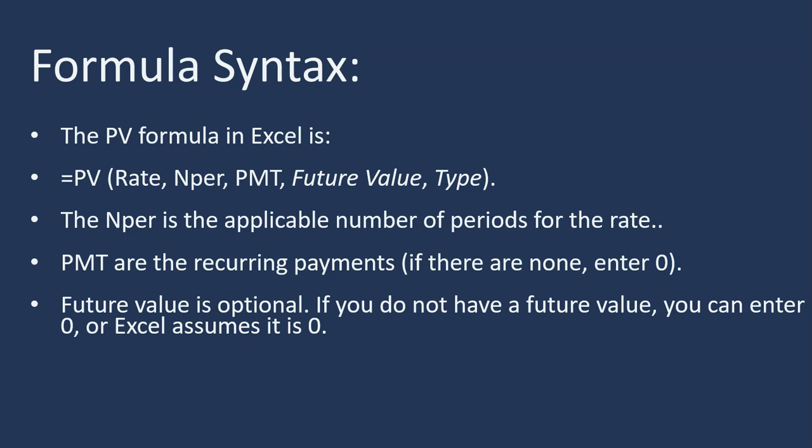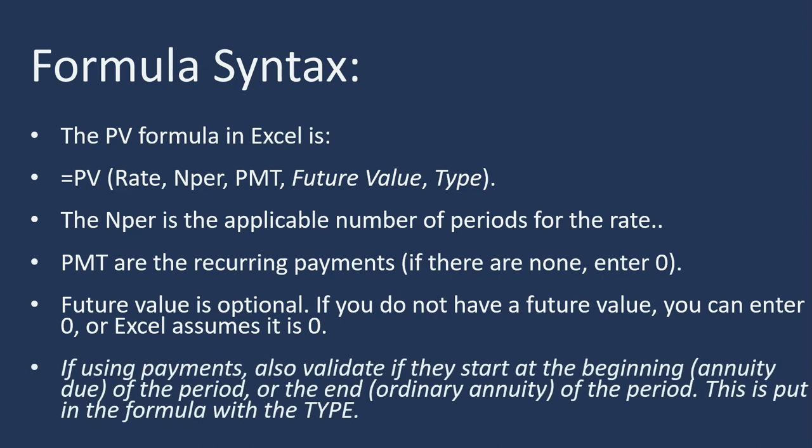Finally, if you are using payments, make sure to validate, again as a reminder, if they start at the beginning of the period or at the end of the period. That is indicated within the PV formula using the type input. Excel's default is 0 for ordinary annuity, payments at the end of the period. So if you have payments at the beginning, you would need to switch that to 1. So with that, let's jump over into Excel for a practical example.